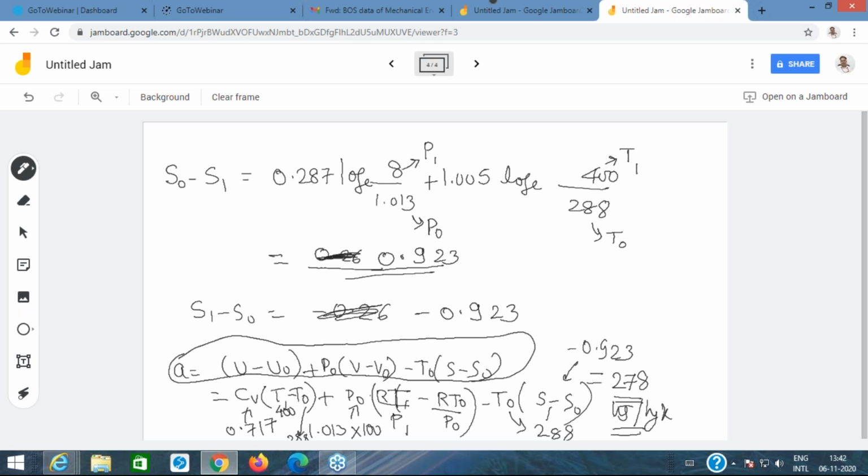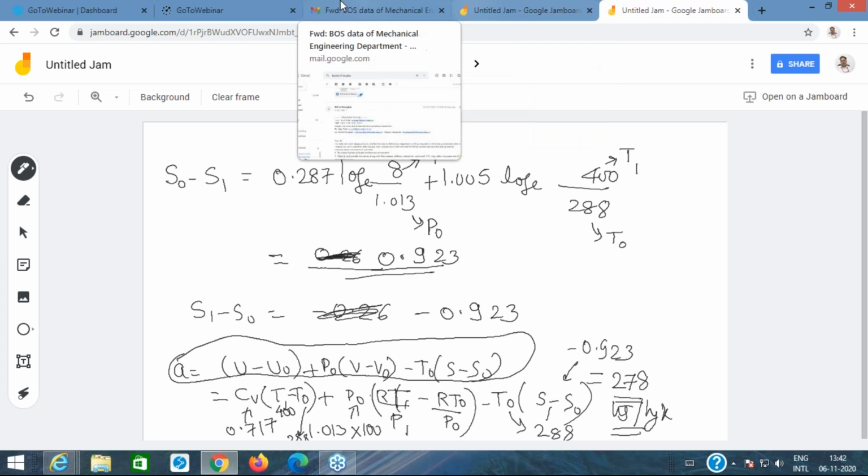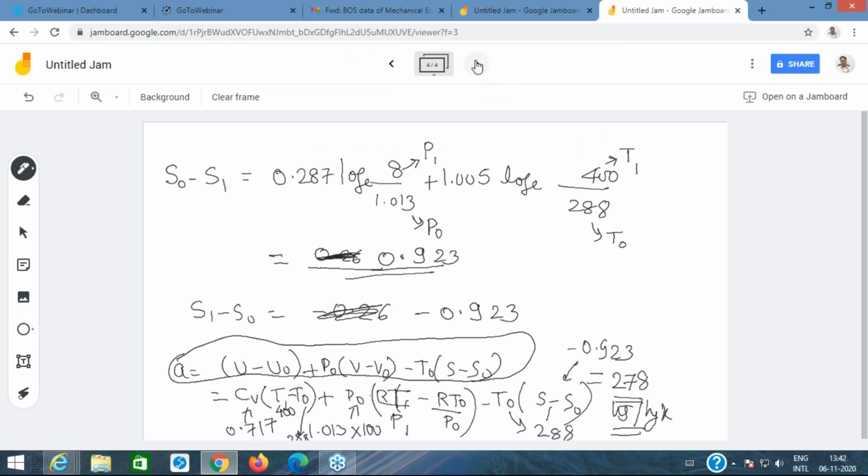With this, I plan to end today's session. In the next class, I would take another interesting concept, which is the exergy of the steady flow system, and the last concept, which is called the second law efficiency. With these two concepts, we would be ending this chapter on available energy or exergy.